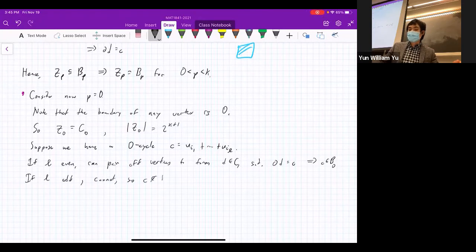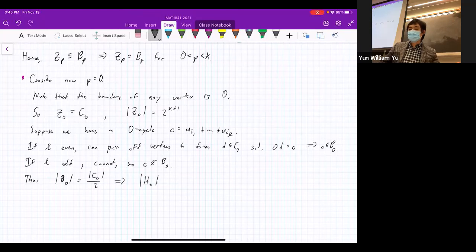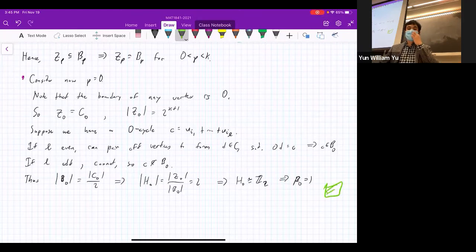So C is not in B not. And so it turns out that this is exactly half of the cases for each case. So the number of things in B naught is equal to the number of things in C naught divided by 2, which implies that the size of H naught is equal to the size of Z naught divided by the size of B naught, which is equal to 2, which implies that H naught is isomorphic to the finite group of order 2, which implies that beta 0 is equal to 1. And that completes the proof of this.